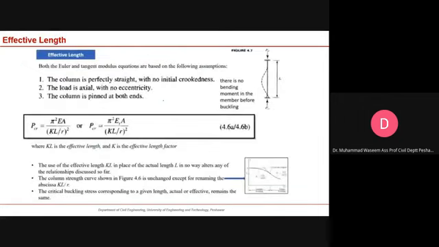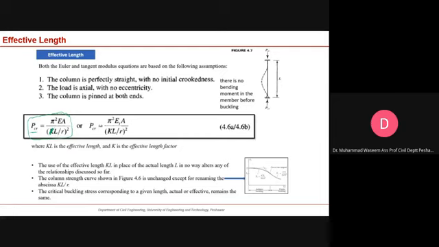Now we will discuss the Euler formulation. In order to determine the critical load in your compression member, Euler came up with this formulation. Actually, he did not come up with this formulation, he came up with this one. The K term was missing in the original Euler formulation.